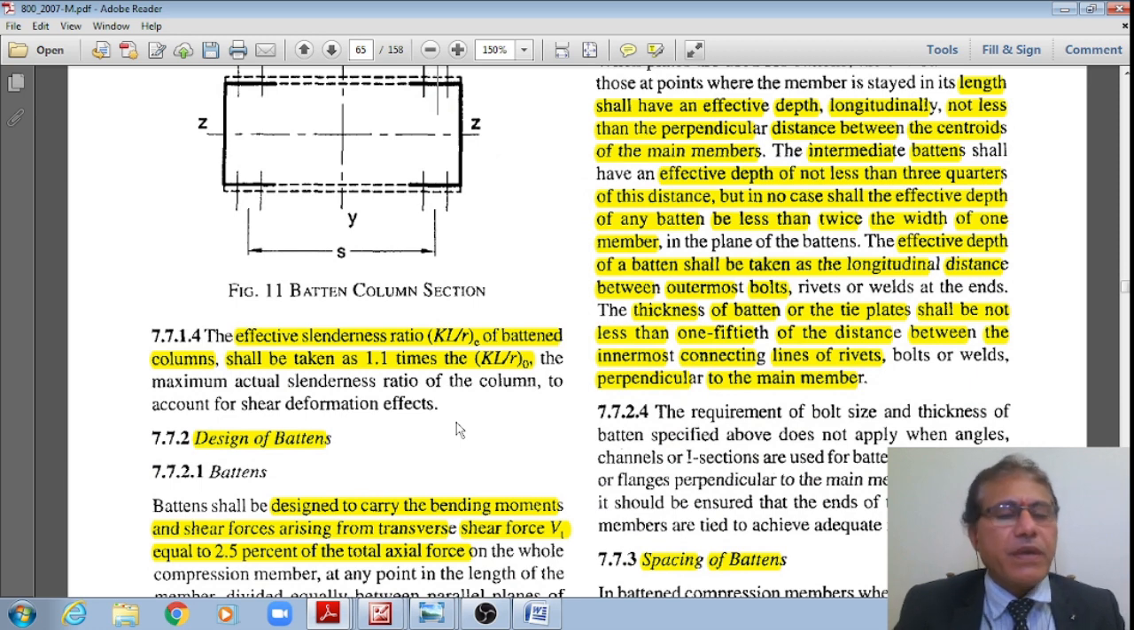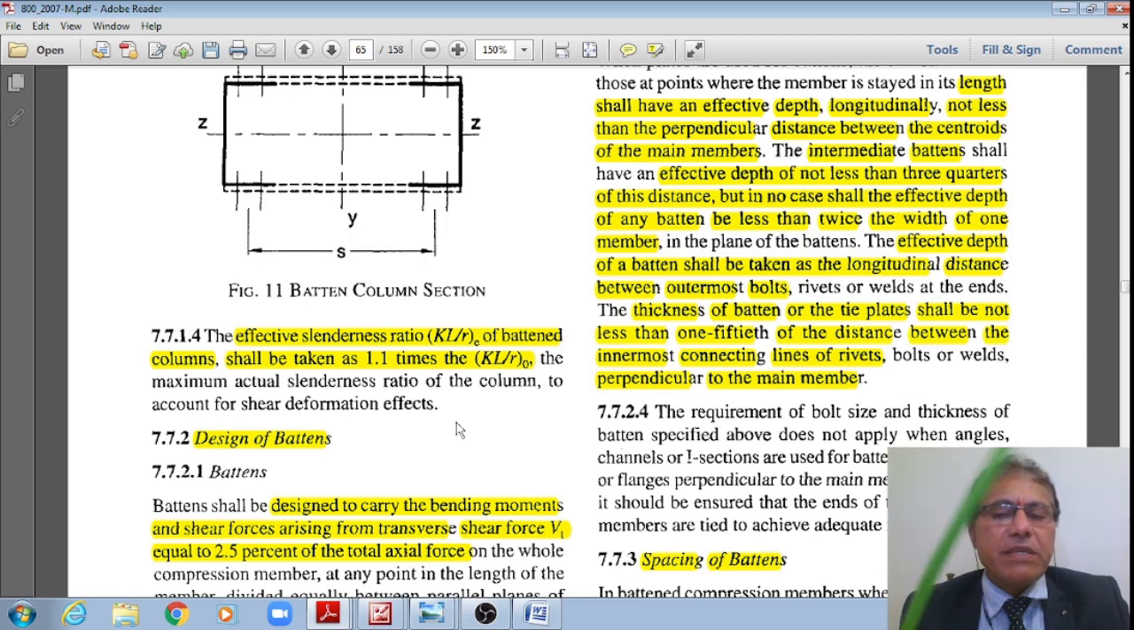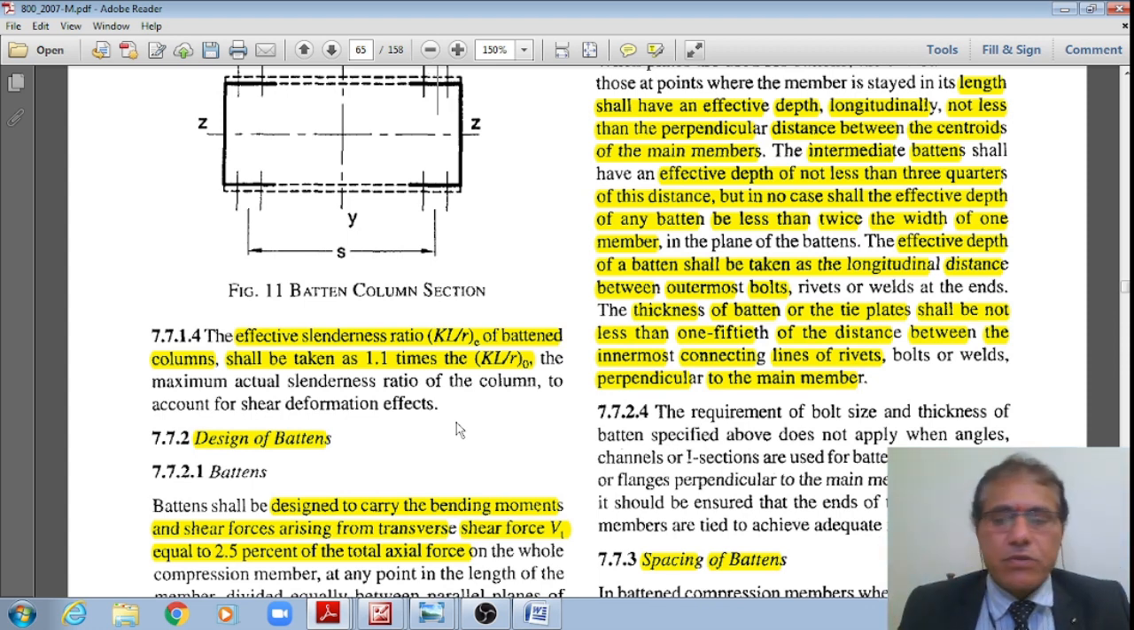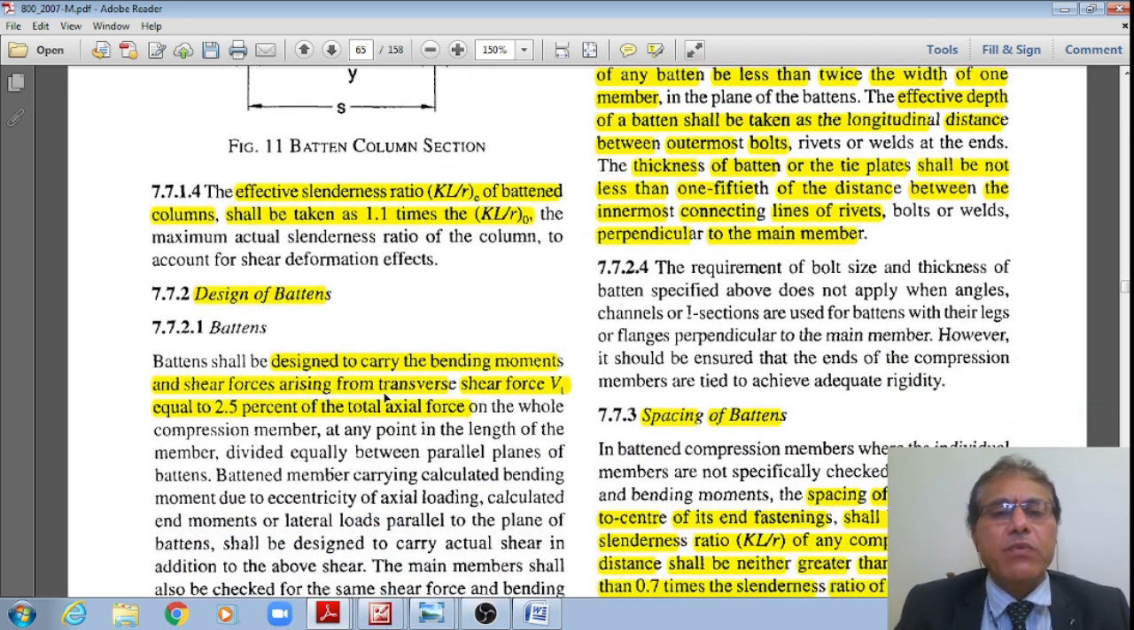And coming to the design, the effective slenderness ratio KL by r effective for the battened column shall be 1.1 times KL by r naught, the maximum actual slenderness ratio of the column, to account for shear deformations, whereas this Codal specification for laced system is 1.05 times KL by r naught, right? There it is 5% more. Here for battened system it is 10% more, because we even encounter bending moments in this case. When batten plates are provided, they will be subjected to bending moments also. Therefore additional 5% extra. Therefore 5 plus 5, 10%, 1.1 times.